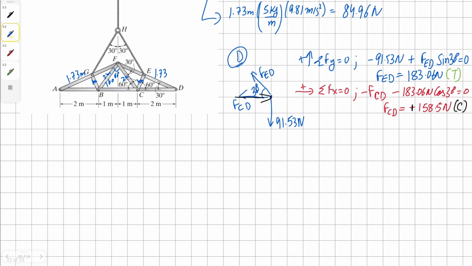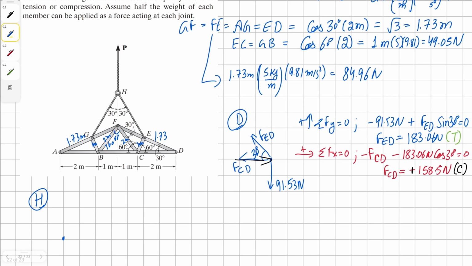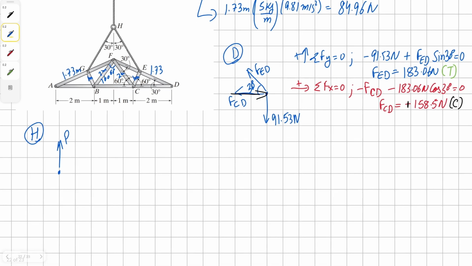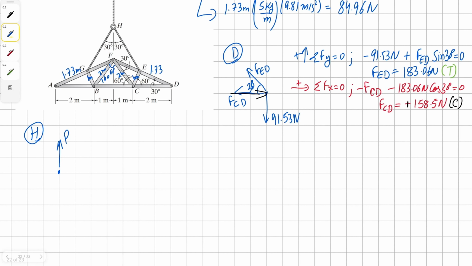Now we can move on to joint H, because we can't solve this until we have a reaction force from the rope. So at H, we have our vertical reaction force P, our force in the rope in the vertical direction as P, and then we have two unknown forces, GH and HE. Both of these are at 30 degrees.